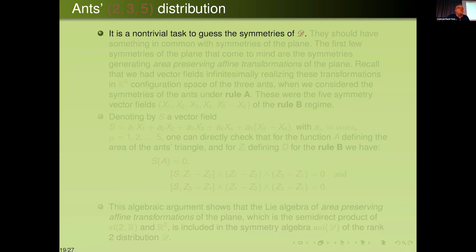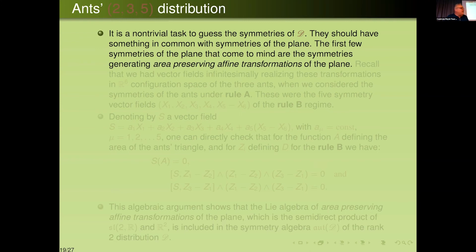But anyhow, here you have to guess some symmetries and try to understand if you can extend them, right? These symmetries should have something in common with symmetries of the plane. The first thing that comes to your mind is the area preserving affine transformations on the plane. That's the first thing that you can check. Remember that when I was talking about rule A, I had these 8 symmetries, and that was the same configuration space. In this same configuration space, I had a representation in terms of vector fields of these area preserving transformations on the plane.